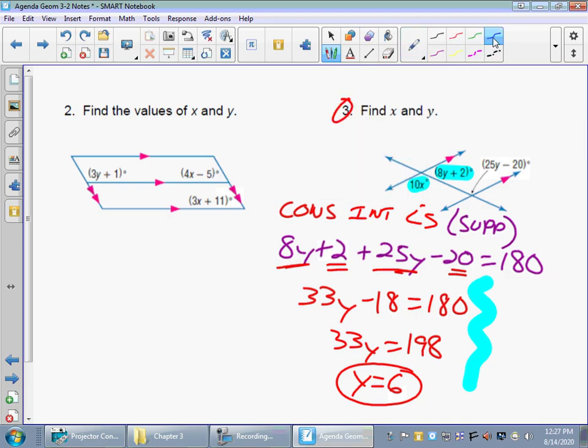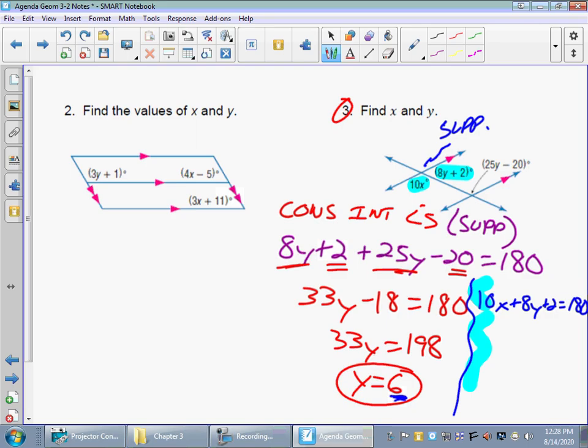Okay, so because these two are supplementary, because they would make a linear pair, I can say that 10x plus 8y plus 2 equals 180. Let me rewrite that here. Okay, but now we got two variables here, and that's a little bit troubling. But we do know what y is. We found y down here to be 6.